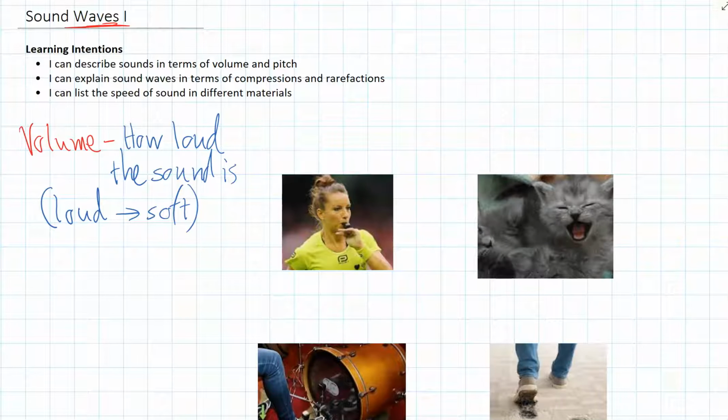But another way we can describe sounds is in terms of their pitch. And that's saying, is it a high-pitched sound, like screeching tires or someone screaming? Or is it a really deep and low-pitched sound, like a foghorn or a person's deep voice? So, pitch. It's talking about, is the sound high pitch or low pitch?